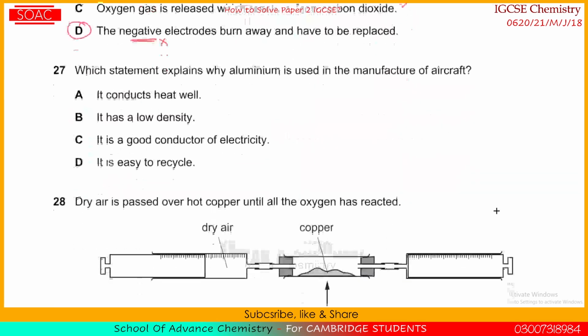D. Question number 27. Which statement explains why aluminium is used in the manufacturing of aircraft? Number 1, it conducts heat as well. No, this is not the appropriate property because the conduction of heat is not related to the aircraft requirements. It has low density. Yes, it is correct because low density metals are required to make the aircraft, to reduce the force of gravity acting on the aircraft. So B is the correct option.